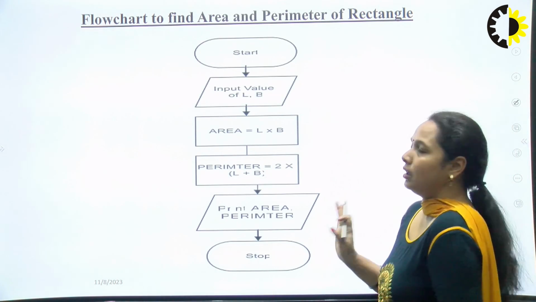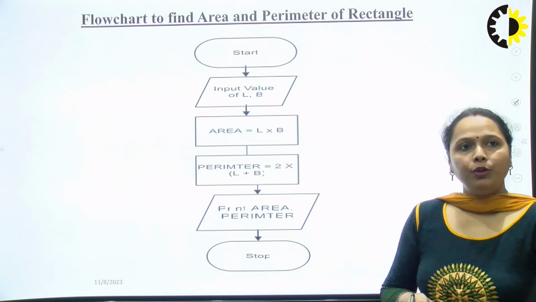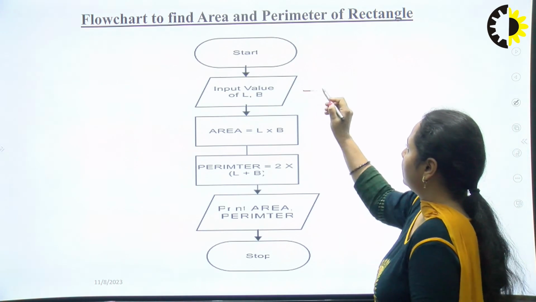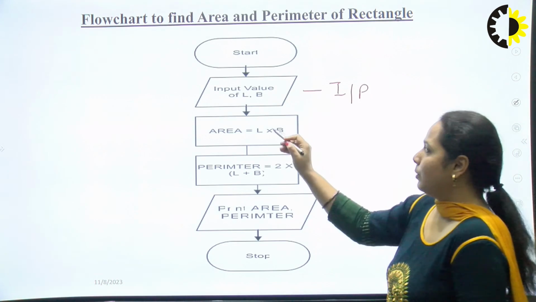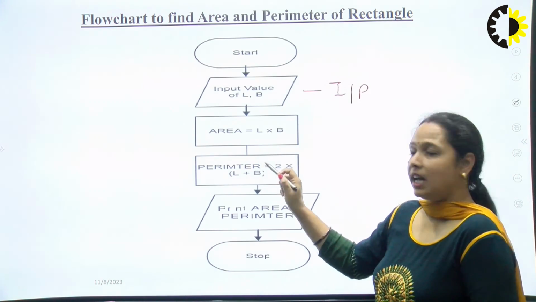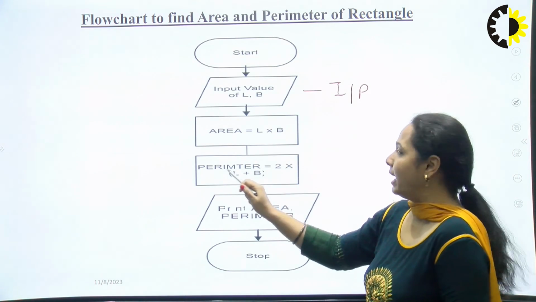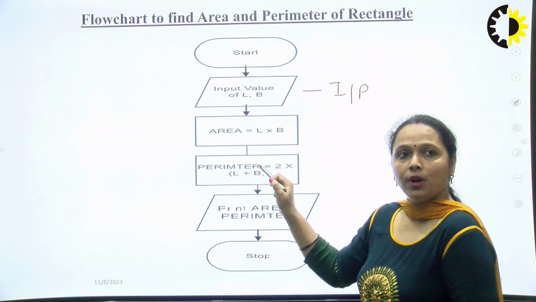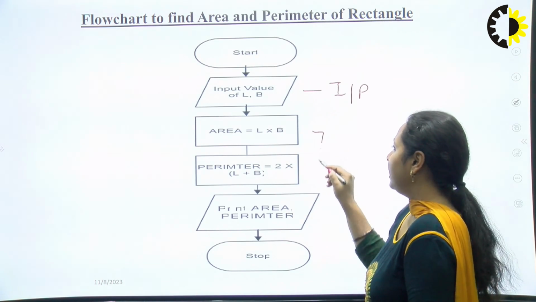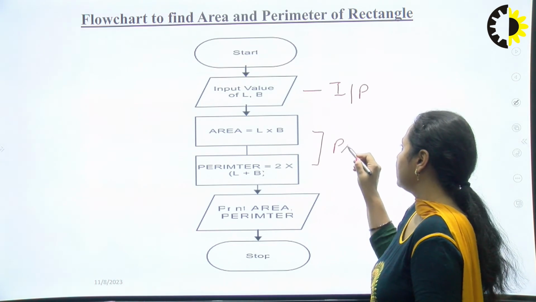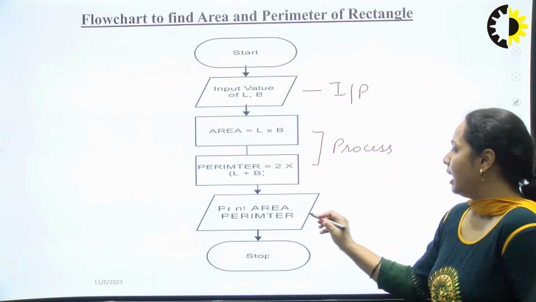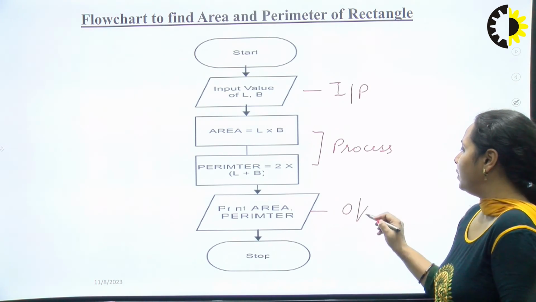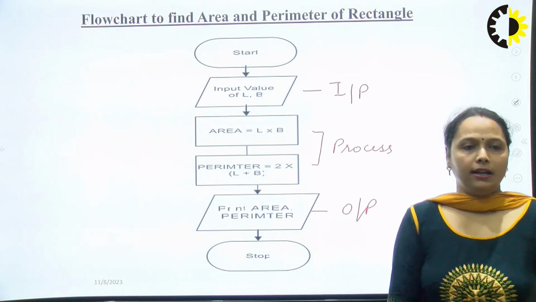Next, the flowchart. Again, whatever input we have taken is written within the parallelogram. For process, two formulations are there, area calculation and perimeter. So these two are written within the rectangle, as these are the process part. And last is the output, which is again written within the parallelogram.